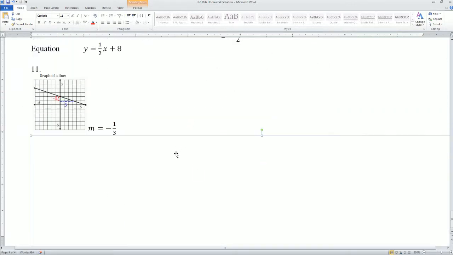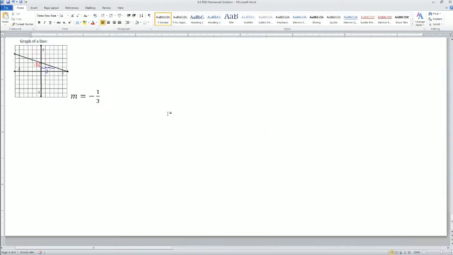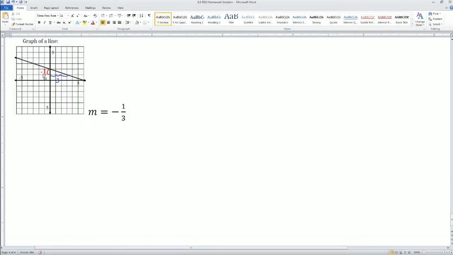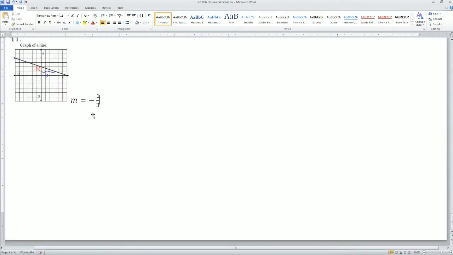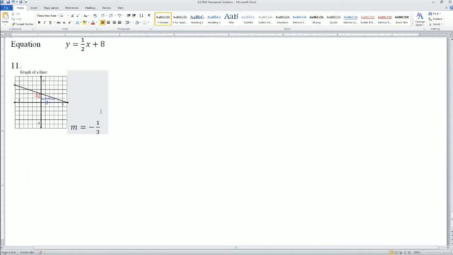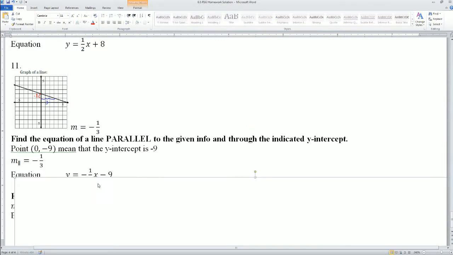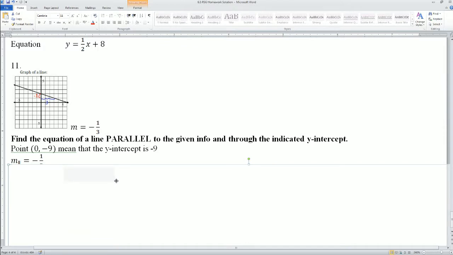Next, we have the graph of a line. From the line, we should get the slope. It's negative 1 over 3. How do I get negative 1 over 3? Look, it goes down 1 across 3, right? The change vertically divided by the change horizontally: negative 1 over 3. Now find the equation of the line parallel to the given line through the indicated y-intercept.